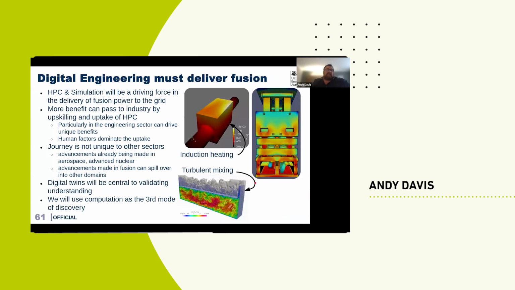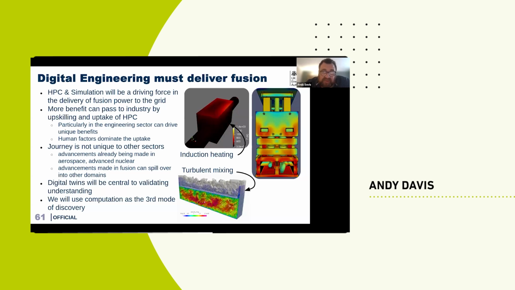So last slide. Digital engineering and simulation must deliver fusion. It will be a driving force in how we deliver fusion. The more benefit we can pass to industry, the traditional engineering industries, to upskill and embrace HPC, particularly the engineering sector, because Britain has an excellent engineering sector. And if we can get those upskilled, then there's some tremendous things that could probably be done. The journey isn't unique, so we do have friends in different places.